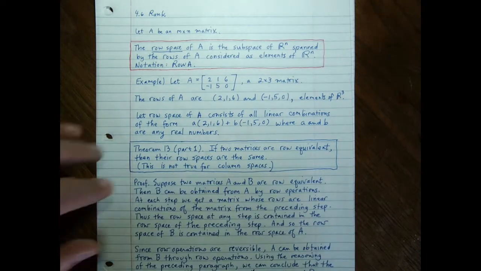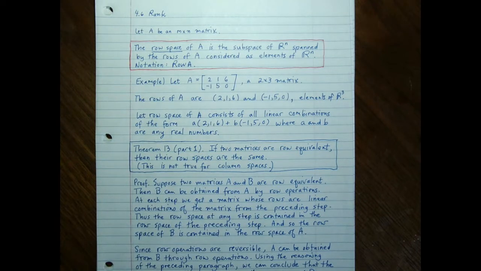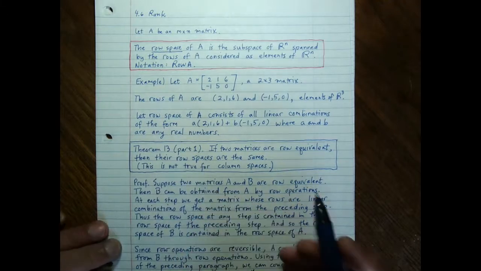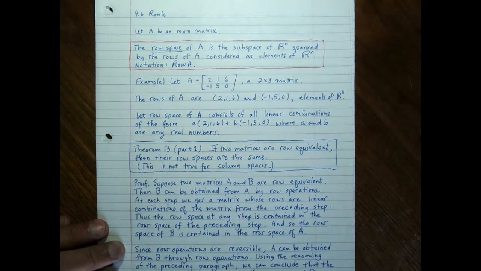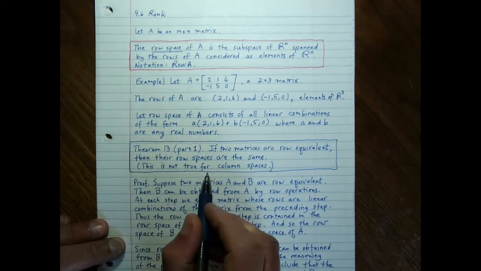So there are some theorems here that we have to consider, and the application of the theorems is going to be really important. We'll talk through the proofs, and I think the proofs are not too hard to follow, but it's really the problems that we get to that are going to be the most important for you. So theorem 13, part 1: if two matrices are row equivalent, then their row spaces are the same, are identical, are equal. This is not true for column spaces.